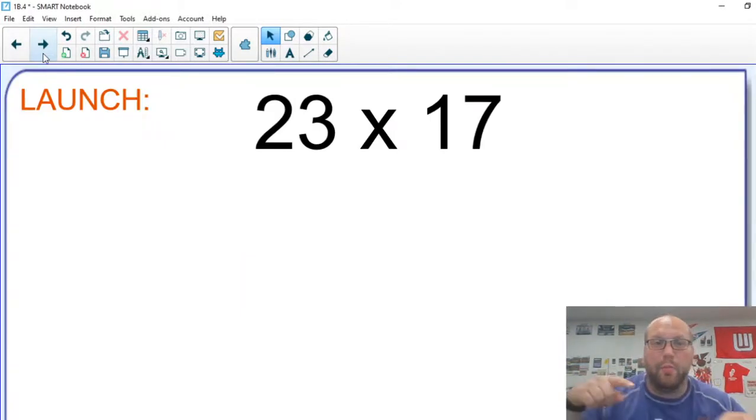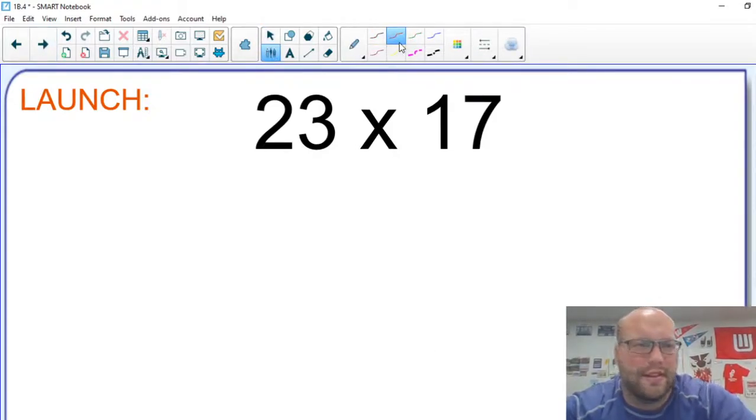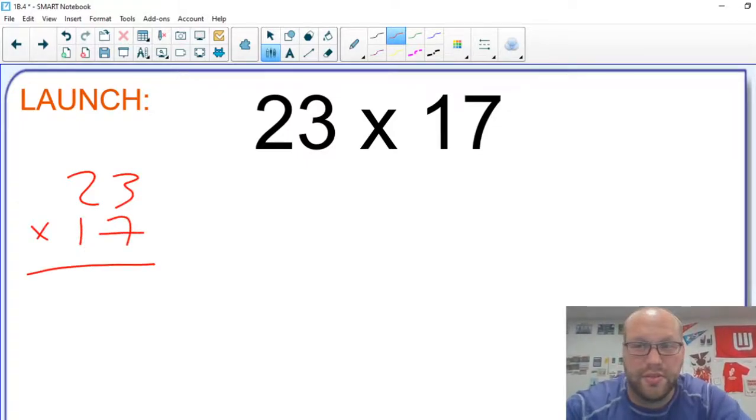When I was in college, one of my professors put this problem on the board, and he said 23 times 17. We all said, no problem, that's a piece of cake, and we all did something like this. We all said, okay, 23 times 17. This is how we were taught in elementary school.